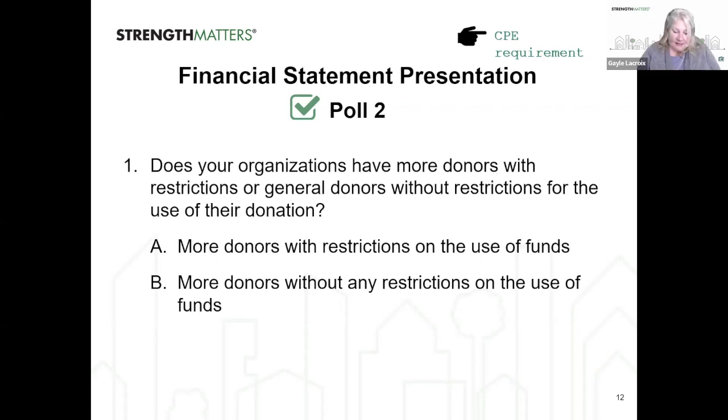It's really hard to find unrestricted capital. Yeah. Oh, yay. 57% more donors without any restrictions. That's really wonderful. That's great. Okay, thanks for answering that, Paul.